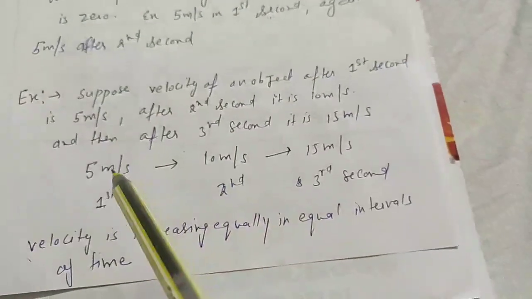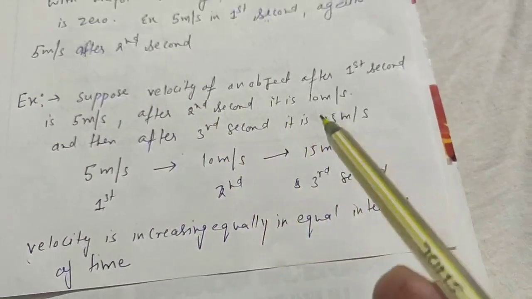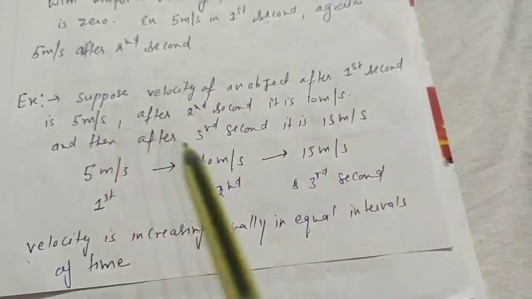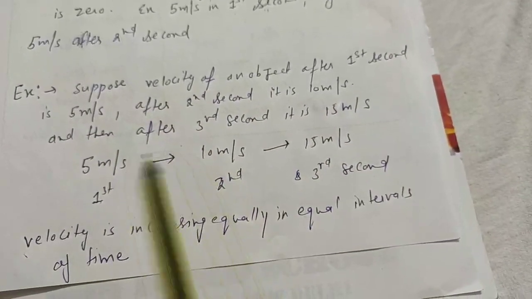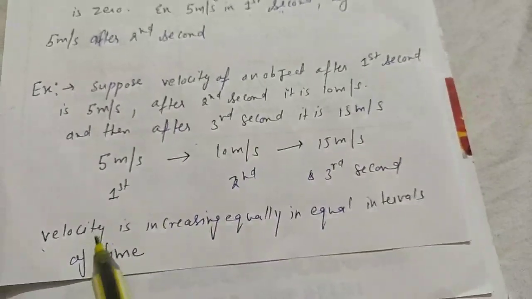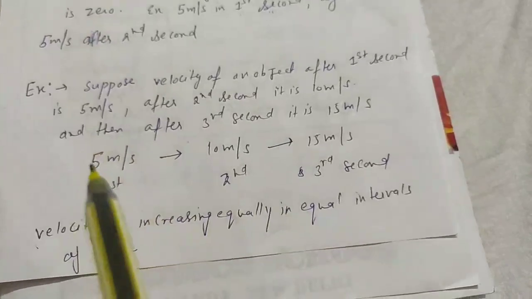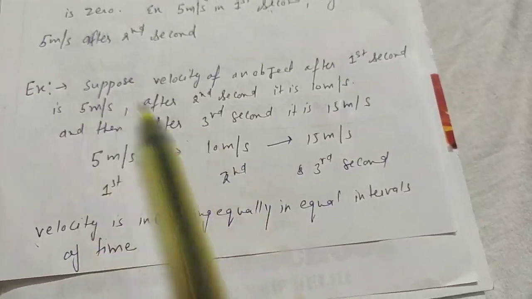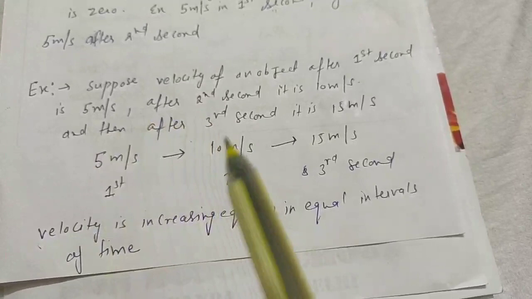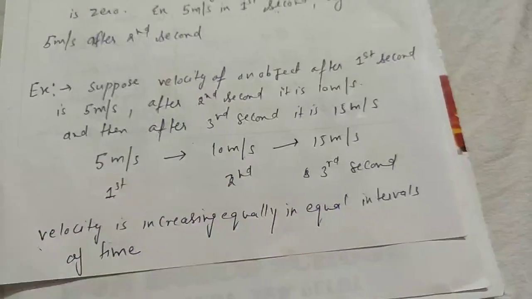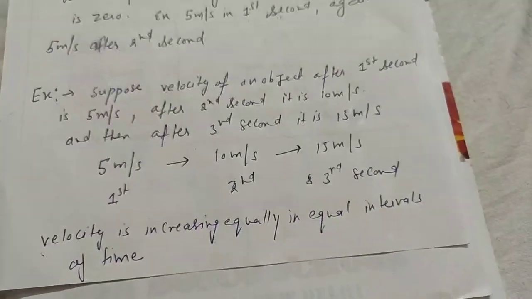So what you have observed is that from 5 to 10 and 15 the change is the same. How much changed? 5. How much changed? 5. So that means velocity is increasing equally. Means after every second there is a constant increase. Like from 5 it is becoming 10, 15, then it will become 20. And in what? In equal intervals of time.